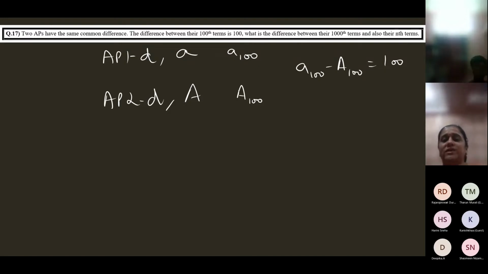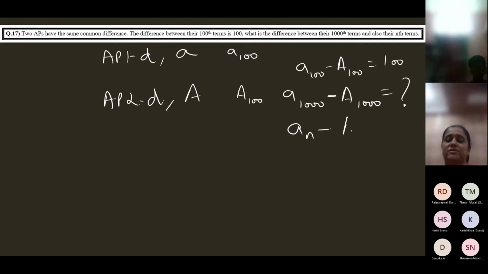What is the difference between their 1000th terms? You must find this one. And also, what is the difference between their nth terms? This also you should find. So what is given to us? Sometimes it's more important to understand the information. If that is not clear, you cannot be clear with the answer if you don't understand the question.